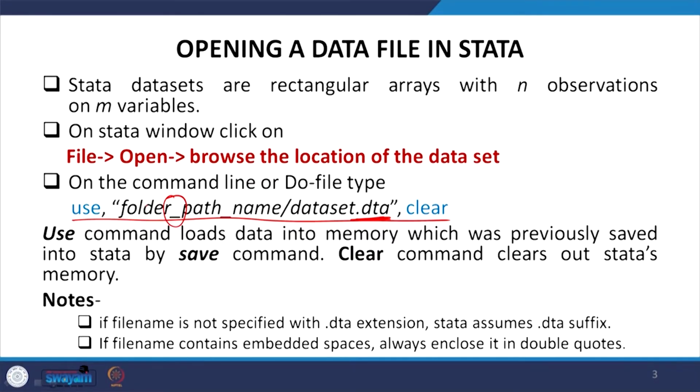If there is a space in the path, usually Stata doesn't read the space. You need to use some in-between entries, so it is better to enter an underscore. It will make the path of that file name continuous.